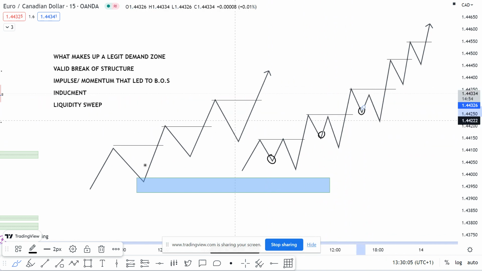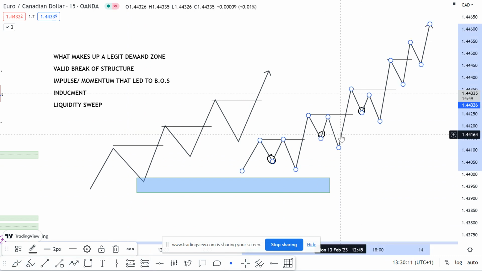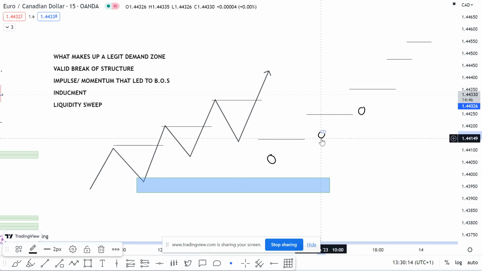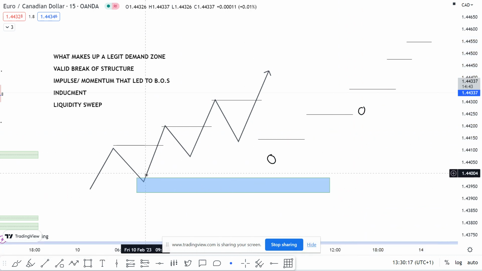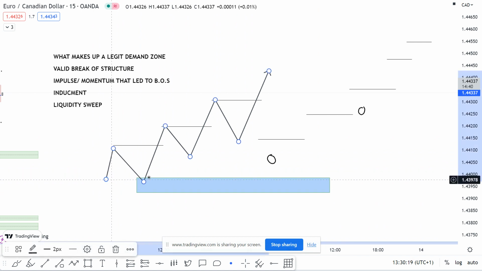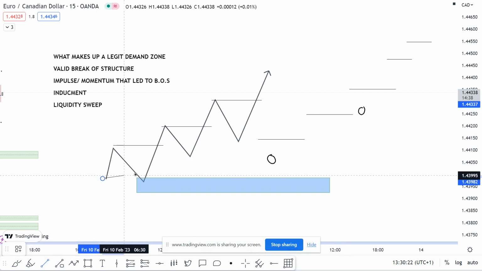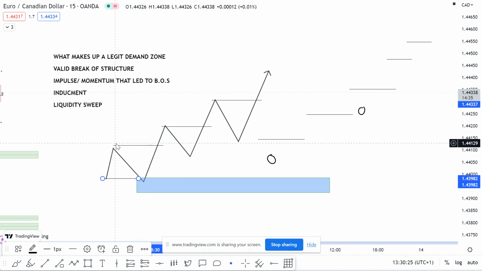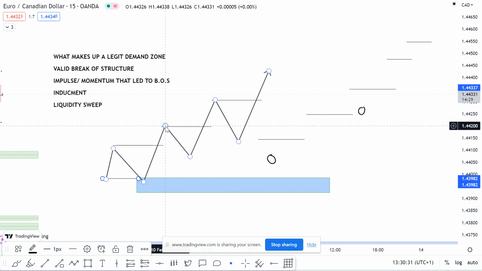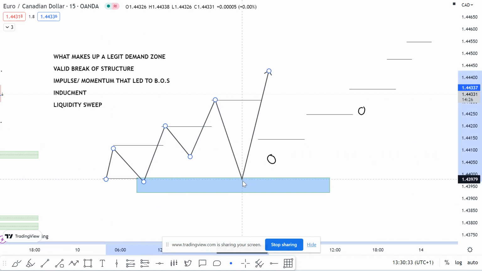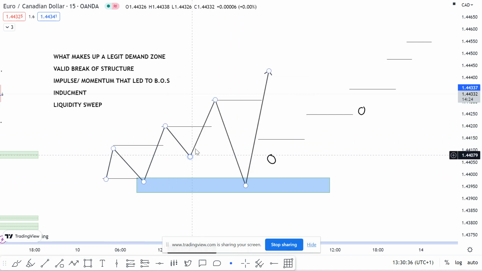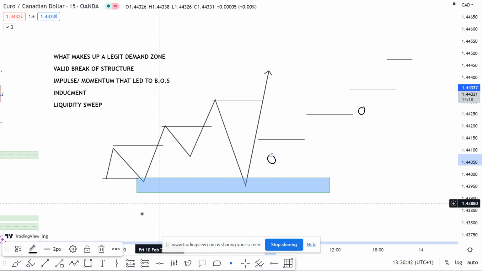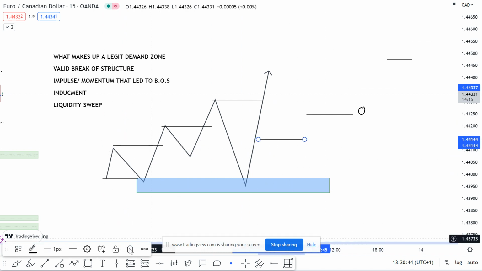All right, so I don't really want to go into so much detail explaining this. So now that brings me to the other side. What is a valid demand zone? A valid demand zone should sweep liquidity from behind. The candles that lead to this break of structure should be so bullish. Inducement has to be taken. Are you seeing this? Inducement has to be taken. Then liquidity sweep.